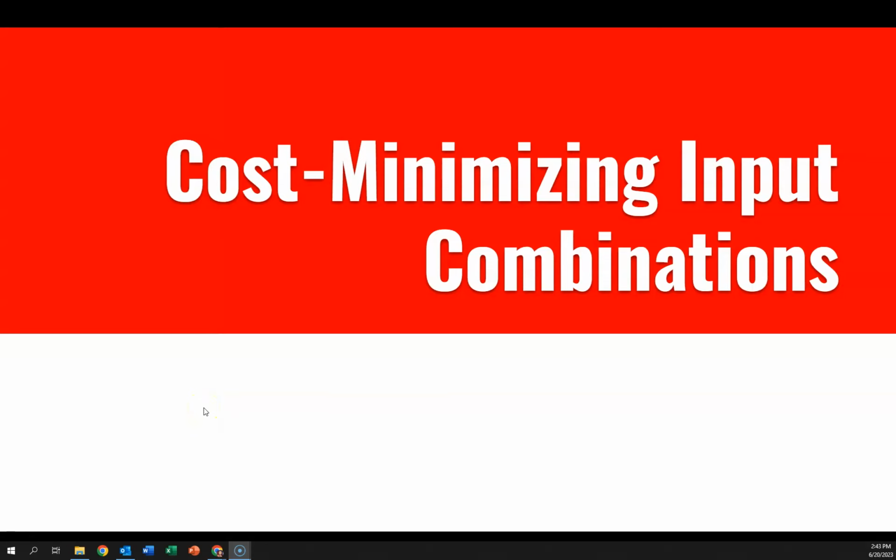Welcome back, everybody. Today we will finish our conversation about factor markets by looking at how to identify the cost minimizing combination of factors of production. How do we figure out the right amount of land, labor, and capital to employ to keep our costs at a minimum and maximize our profit?